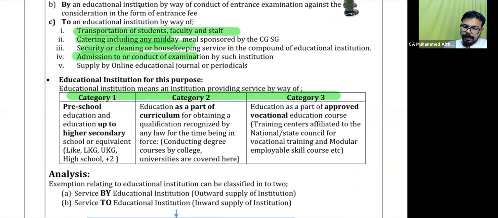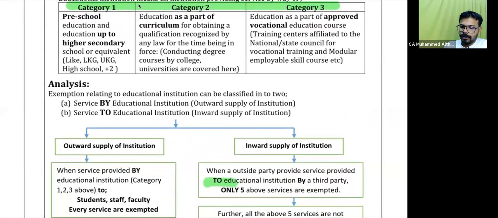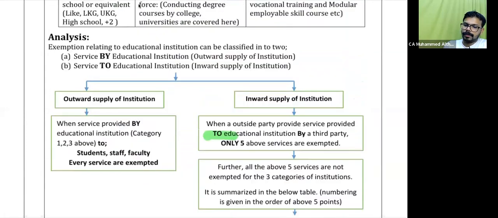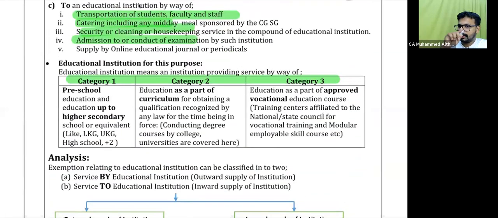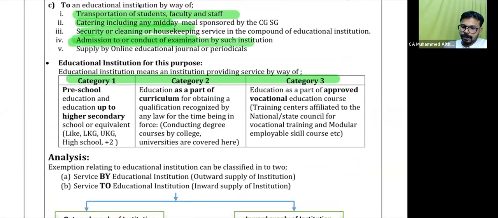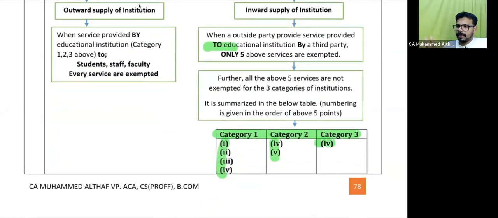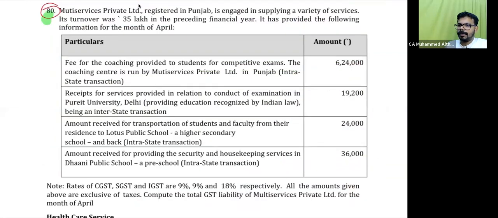And in case of category 2, that means colleges and all, 4 and 5. That means admission to or conduct of examination and supply by online education channels. And category 3, vocational, only 4 is exempted, that is examination. So this theory you shall first read, then only you will be able to do the question. So everybody please do question number 80.